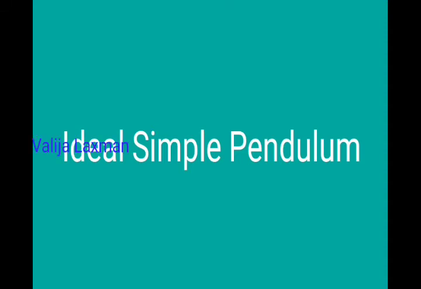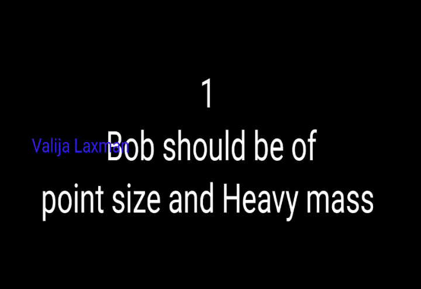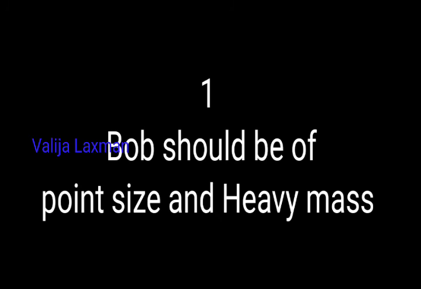Ideal simple pendulum. What are the conditions to be obeyed? First, the bob should satisfy two conditions. First condition is that the bob should be of point size, that means the sphere should be of point size, and second condition is that the sphere should be of heavy mass. So, whatever sphere or bob you are using, it should satisfy two conditions. One, it should have point size, and one more is that it should have heavy mass.